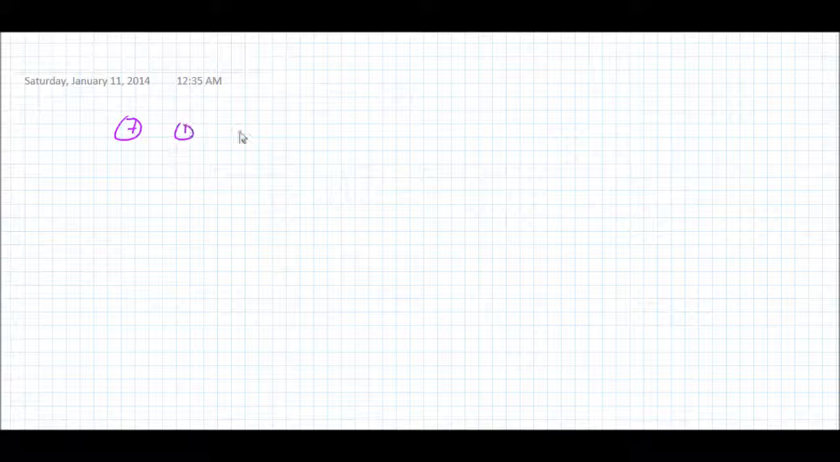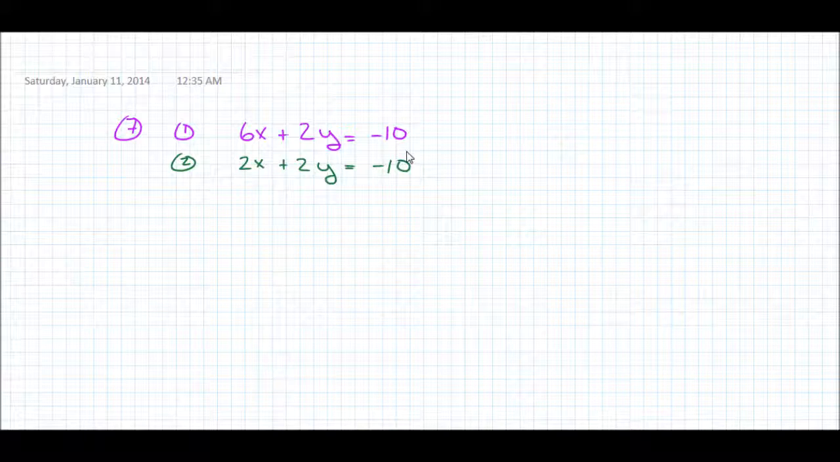Number 7. Our first equation is 6x plus 2y equals negative 10. Our second equation is 2x plus 2y equals negative 10. Okay, we have a variable with the same constant in front of it, 2y, but we need to change the signs on one of the equations. We'll change the sign on the bottom one. So we'll make that a negative 2x minus 2y plus 10.